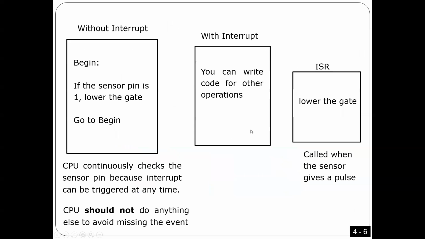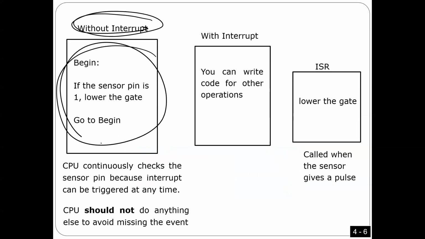I just want to give you another example to understand it again. If you don't have interrupts, guys, I'm going to do only one task, as you see here. What I'm going to do is, if the sensor pin is 1, lower the gate. So I have to keep checking here. If you don't check at any moment, maybe you are going to miss an event, which is very dangerous for sure. So I have to keep doing it this way. So the CPU is doing only one task. For sure, that's not good.